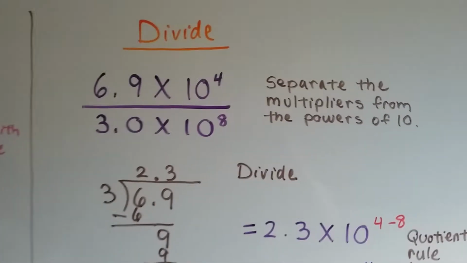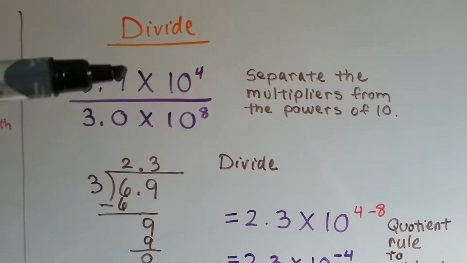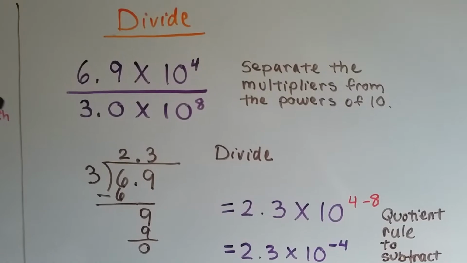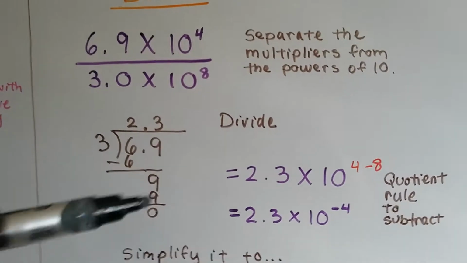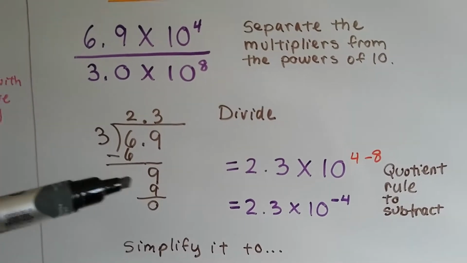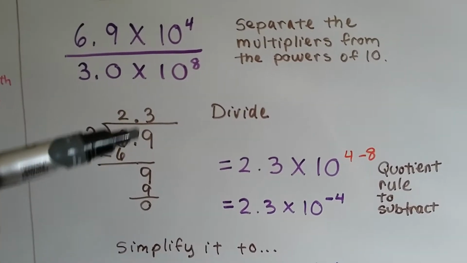Now when we divide, we do the same thing. Pretty much we separate the multipliers from the powers of 10. So we have 6.9 divided by 3. Now it's got the 0.0 there, but we really don't need that, do we? It could just be divided by 3. And do a little long division down here. 3 goes into 6 2 times. We put our 6 down, we get nothing. Now it's the 9's turn to come down. 3 goes into 9 3 times. We move our decimal point straight up.